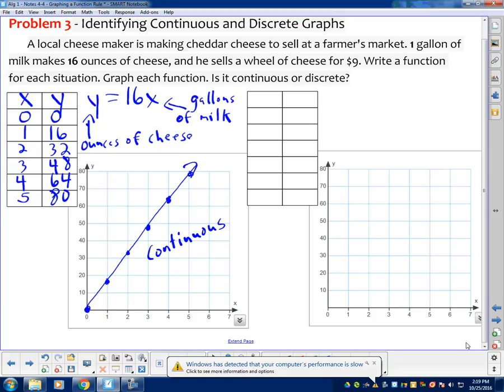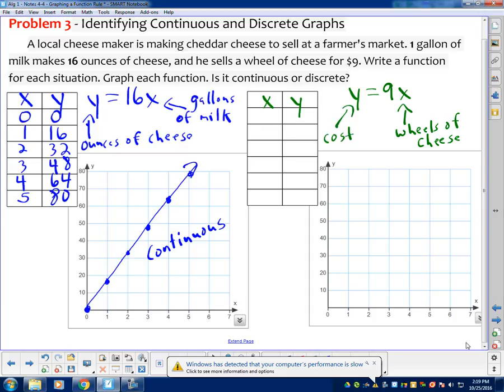Okay, let's do the other one. Label your table x and y. And we got to write an equation. y equals, this is for the price. So I can sell a wheel of cheese for $9. So if I call this 9x, then x represents wheels of cheese. You know what I mean by a wheel of cheese? And y would be cost or profit or whatever.